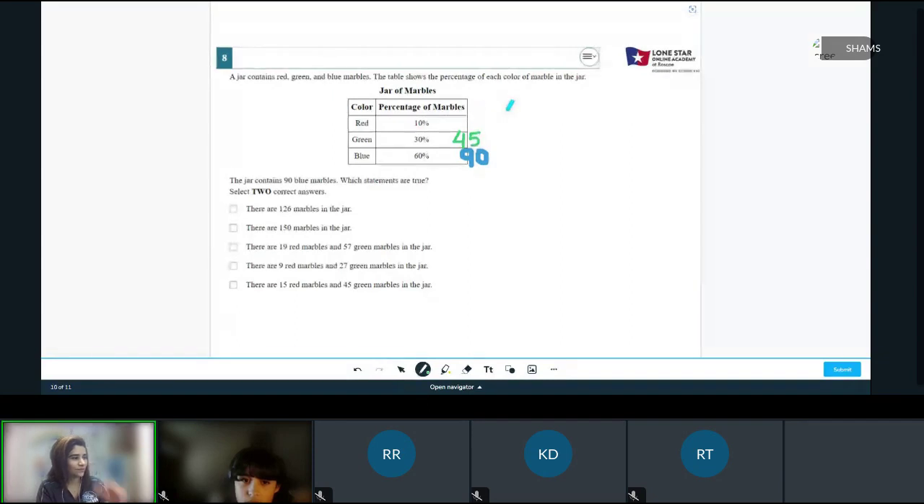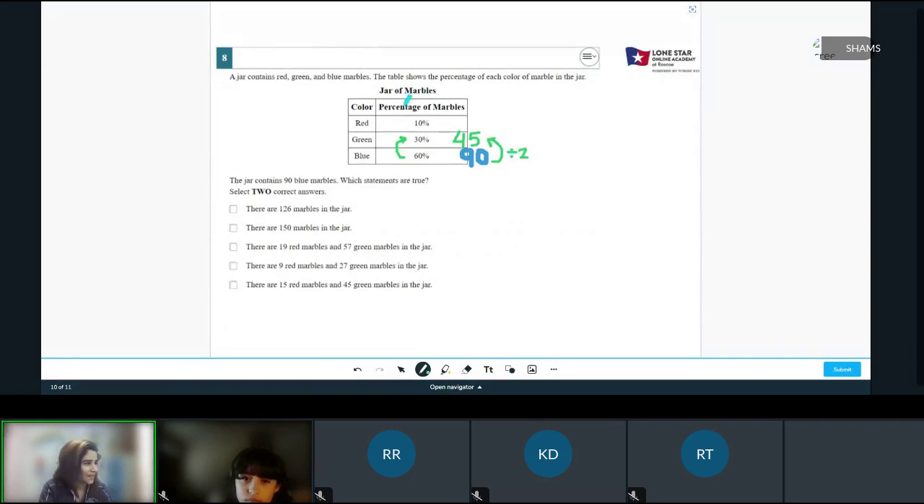Then 10% are red. Can you figure out how many are red? Do you guys understand how I figured out green to be 45? Because from 60 to 30, you see it is half the amount. From 60% to 30%, that's why I just divided by 2. And I got 45 will be green. Anybody confused? Let me know.